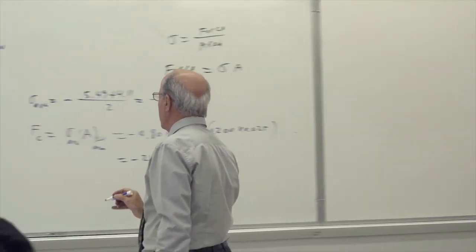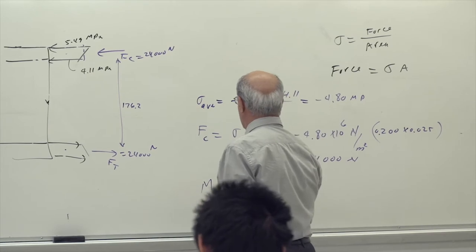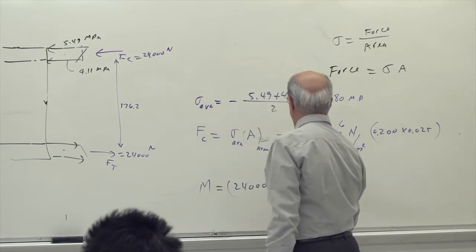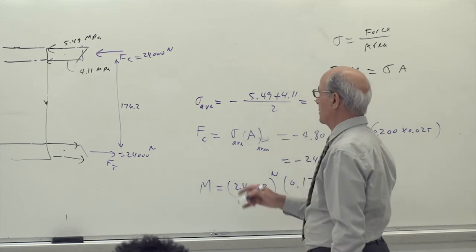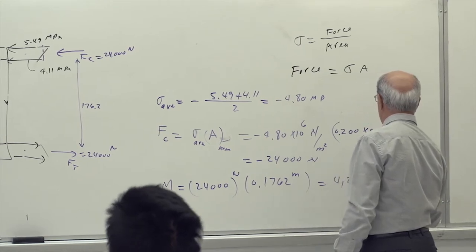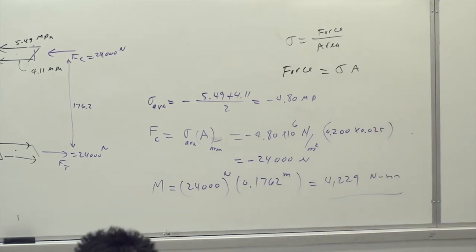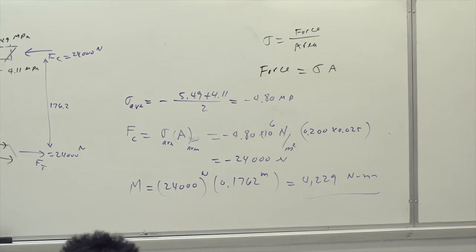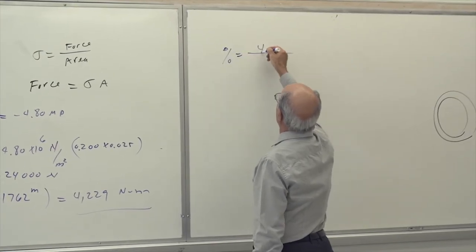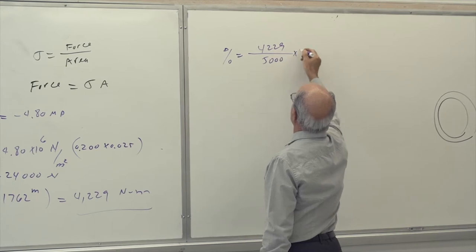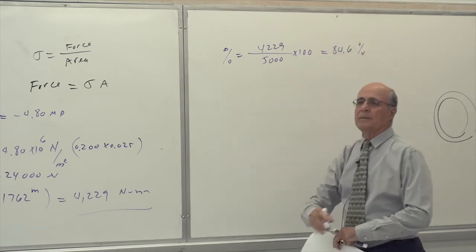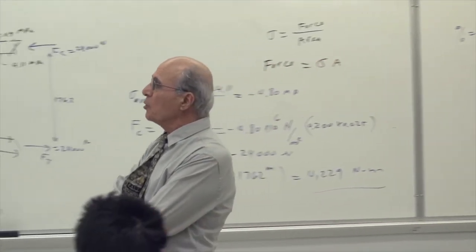Nevertheless, the amount of M taken by the top and the bottom, as I said, that here becomes 24,000. We need the magnitude: Newton multiplied by 0.1762 meter. When you calculate that one, it ends up to be 4,222 newton meter. How much of that moment is that? More than 80%. Everybody see that? Yes? The percentage will be equal to 4,229 over 5,000 multiplied by 100. So it becomes equal to actually 84.6%. Almost 85% of this moment.